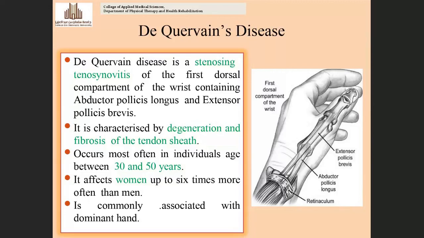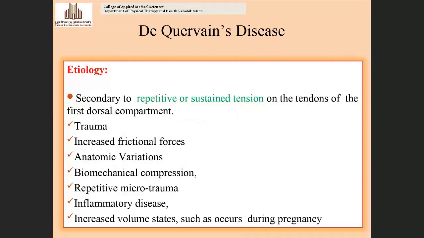And it is also characterized by degeneration and fibrosis of the tendon sheath. We can see it most often in individuals between 30 and 50 years of age. When you look at gender, women are affected up to 6 times more often than men. It is commonly noted in the dominant hand, meaning the hand the person uses more.